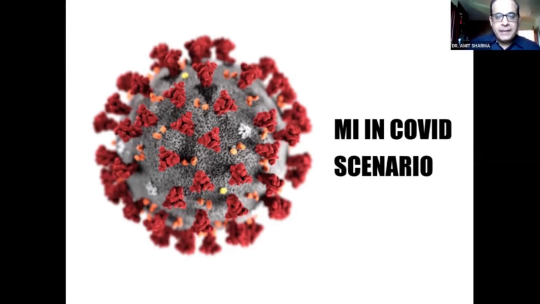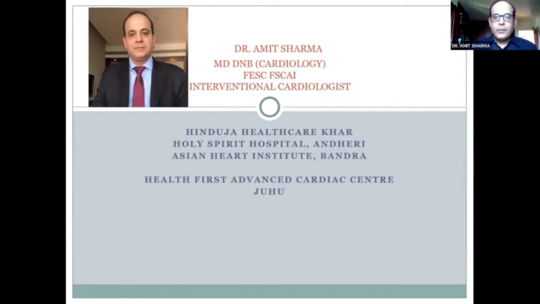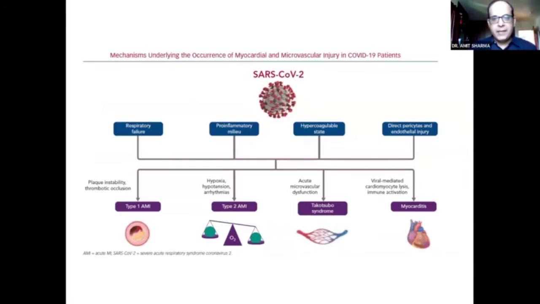So my topic basically is MI in the COVID scenario. Let me start first with a general introductory slide. We as cardiologists, interventional cardiologists, believe that when we talk of acute MI, the first thing that rings a bell is that this patient should be on the cath lab table as soon as possible. The artery should be open as soon as possible. So this is the goal that we work on in acute MI.